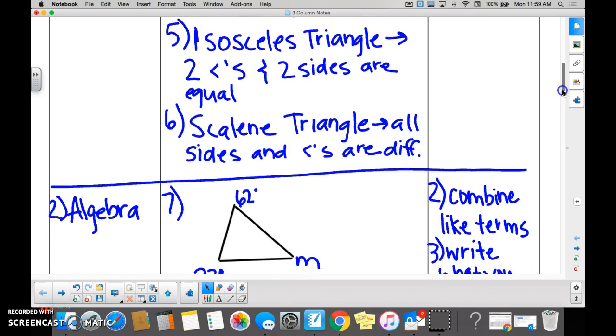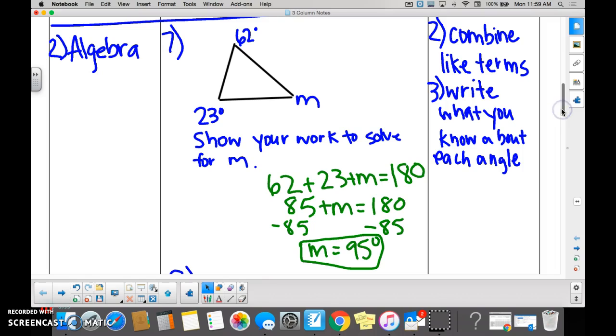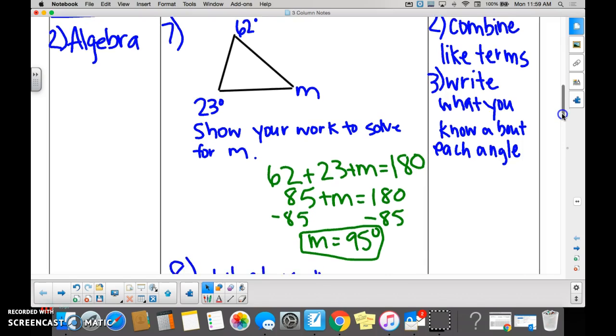Okay, going down, finding the missing angle. Biggest thing I saw, we need to show our work. So again, show what we know about each angle, then combine like terms right away to make it easier, and then solve for the variable. Again, what does it always have to equal up to? 180 degrees.